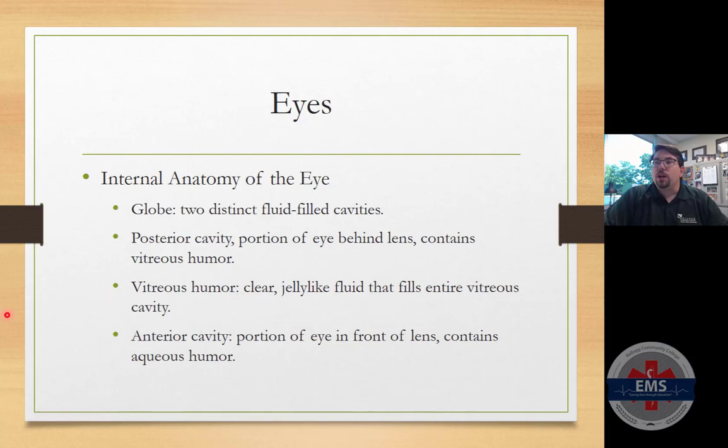Now, when we think about the eyes, we also have to recognize that there's internal anatomy of the eye, right? So that was our external structures. Now we're going to focus on the internal. The globe has two distinct fluid-filled cavities.